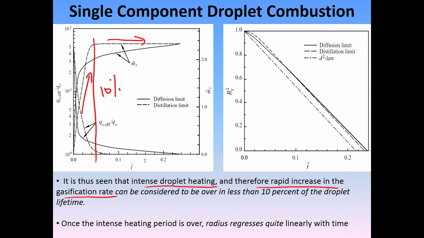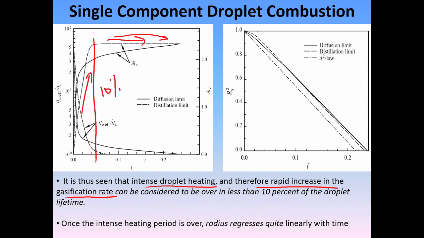After that, the gasification rate becomes quite steady. So, this rapid increase in gasification rate due to intense heating of the droplet lasts only for 10% of the droplet lifetime. After that, the droplet surface temperature flattens out, as you can see over there.